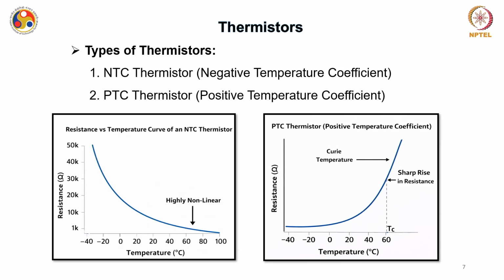There are two types of thermistors based on operation. We have the NTC thermistor, which is the negative temperature coefficient thermistor. We also have PTC thermistors, which are positive temperature coefficient thermistors, and this is a typical resistance versus temperature curve for NTC and PTC thermistors. You can see that both are highly nonlinear in nature, while in PTC there is a temperature at which there is a sharp change in the resistance. We will discuss what this temperature signifies.